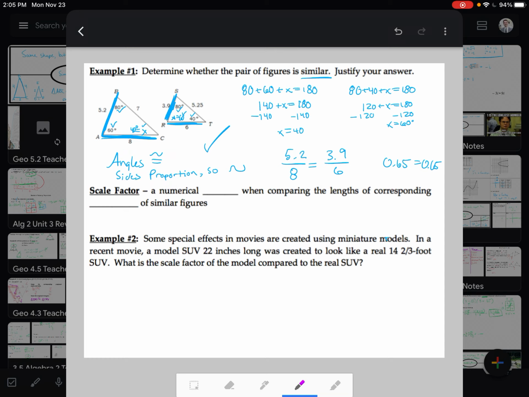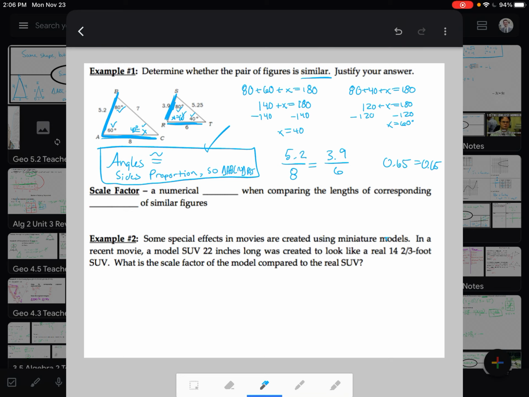Let me rewrite that line here. So they're similar figures, and even to be more specific here, practice writing out those statements. So triangle ABC is similar to triangle RST. And we're in good shape.